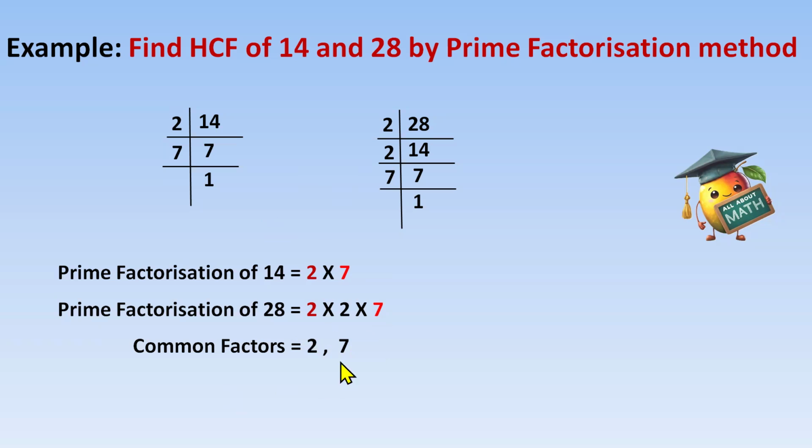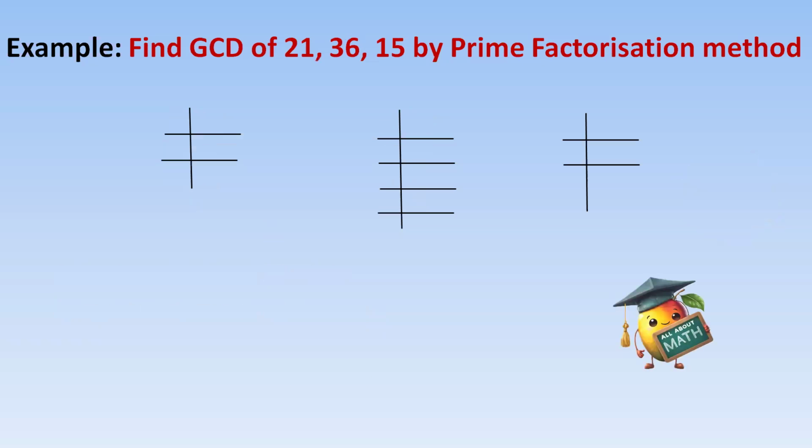Now HCF will not be the highest. HCF will be the product of the common factors in the prime factorization method. So 2 sevens are 14. So your HCF will be 14 here. Now we'll move to the next example. Now we will find the GCD. GCD is just the HCF only. We'll find the HCF only.